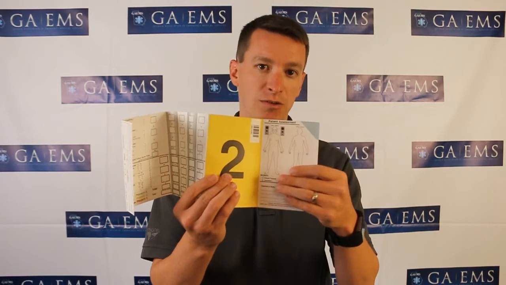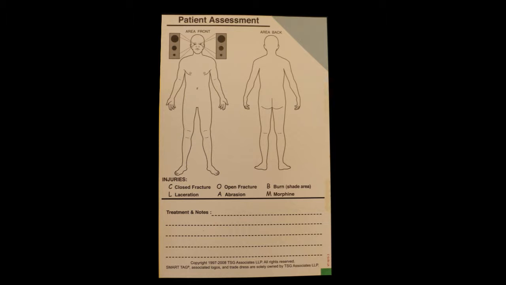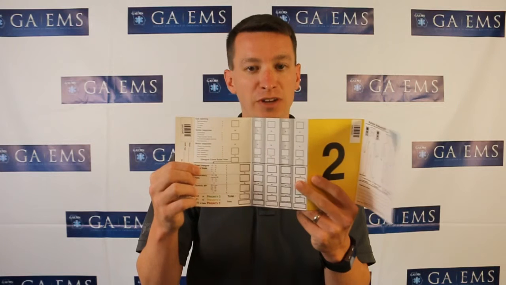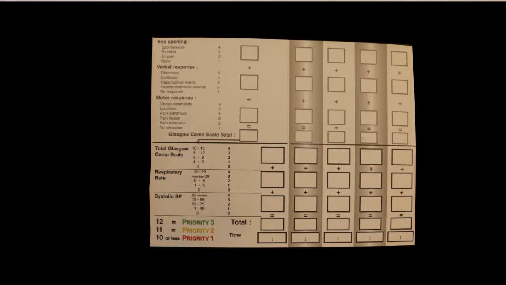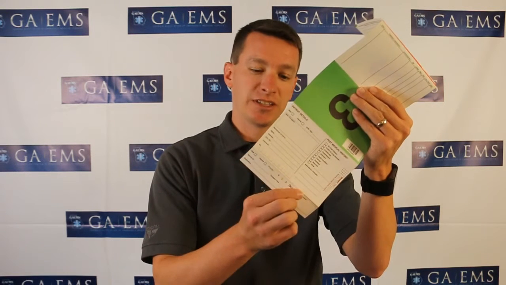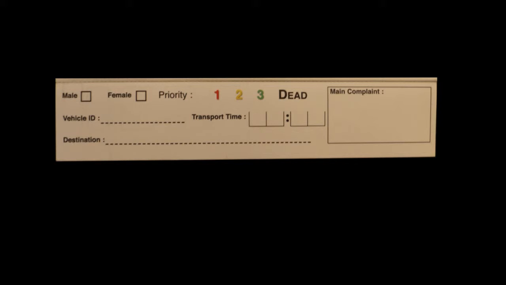Next to the yellow tag, we're able to document our assessment findings. We're able to draw and write on this card your findings. On the other side of the yellow tag, we're able to calculate the patient's GCS and trend those scores throughout our time with the patient. At the bottom of the tag, we do have the ability to tear this section off. This is going to provide us information such as where the patient was transported, their condition, and their priority.